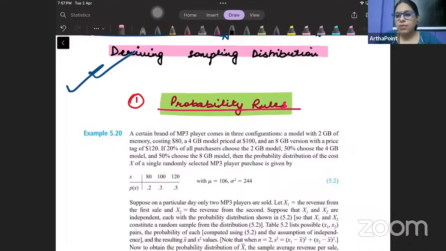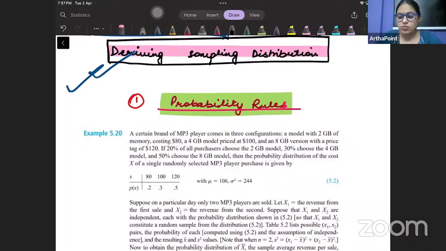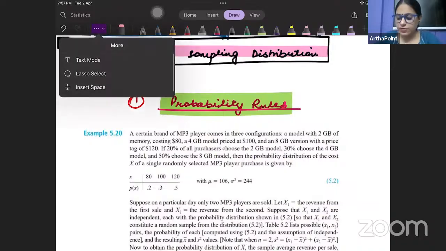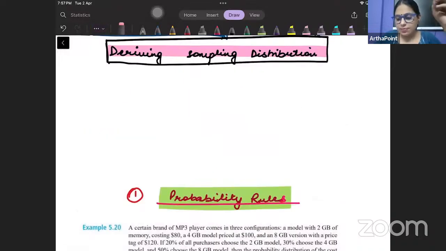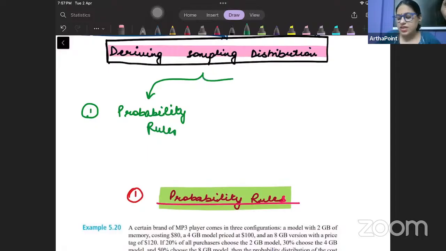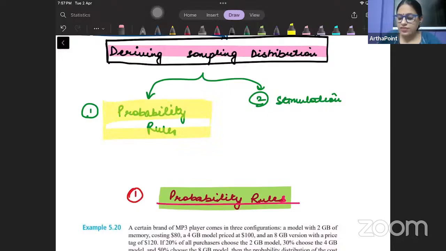So today I want to talk about deriving the sampling distribution. How can sample distribution be derived? In order to derive the sampling distribution, there are two techniques that we have. The first one is known as probability rule. And the second one is known as the process of simulation. Right, beta? So there are two ways in which we can derive the sampling distribution. The first one is known as probability rules. And the second one is known as simulation.